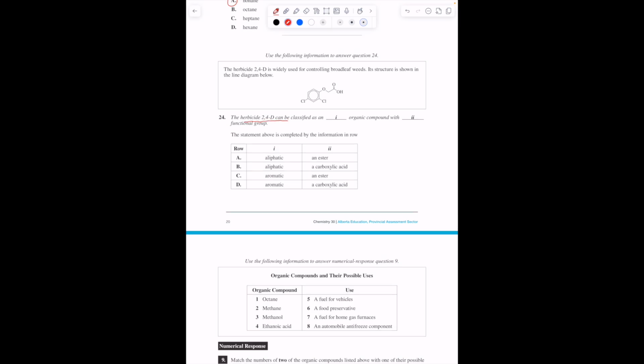Herbicide 2,4-D, well, it's got benzene. As soon as it's got benzene, it's got to be aromatic, and it has an ester or carboxylic acid. Double bond to O, single bond to OH is a carboxylic acid. So straight knowledge question there. It's nice and quick. Let's go to the next one. I like organic. It goes quick. Feels like you're making progress on your diploma.